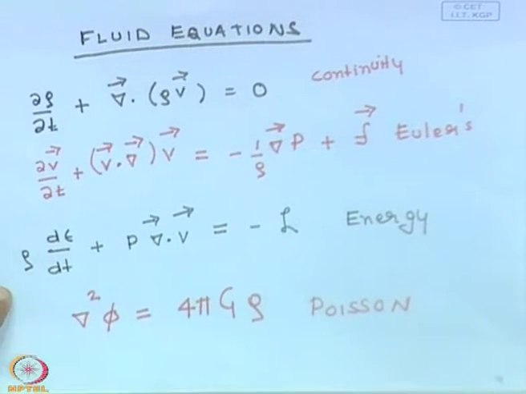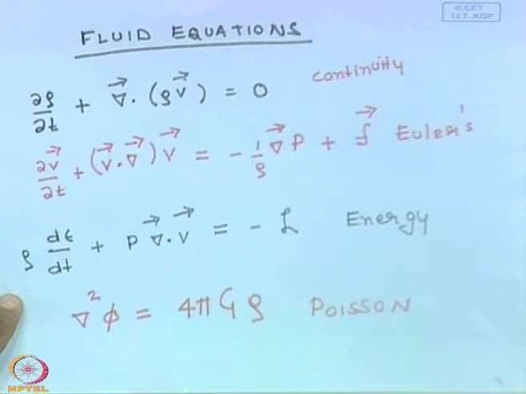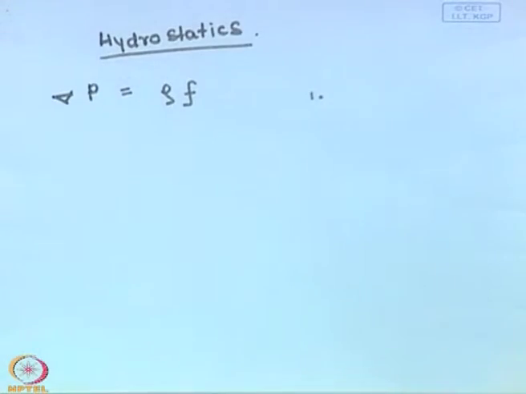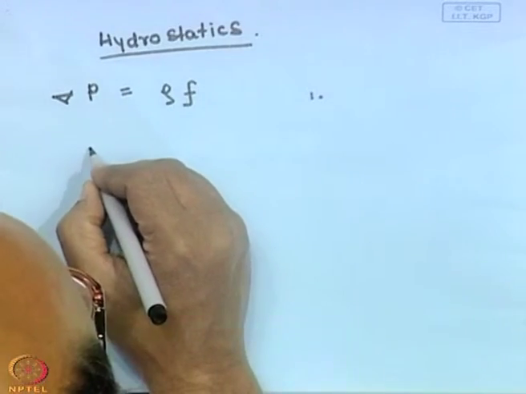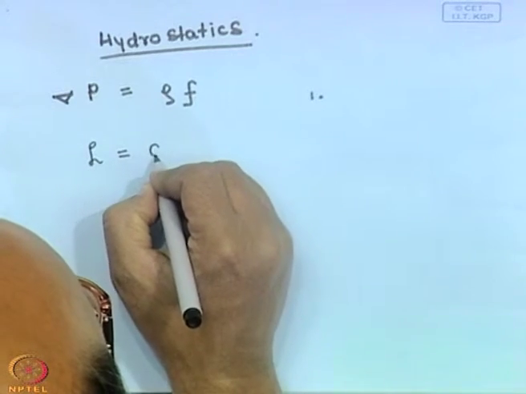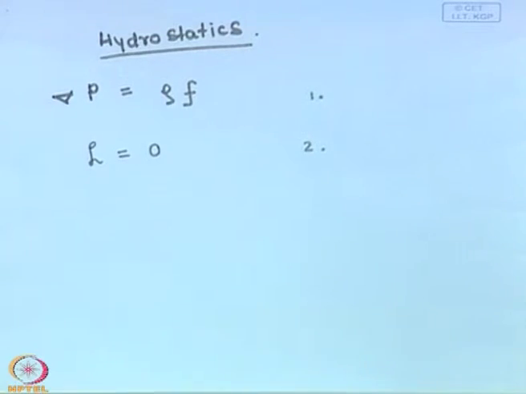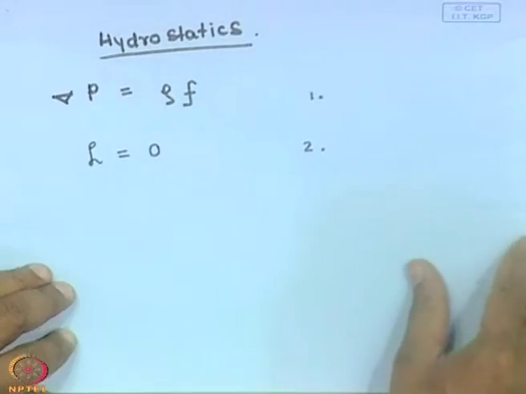And in the energy equation, again the time derivative is 0, the velocities are 0. So, it tells us that the rate at which the heat is lost has to be 0. So, in hydrostatics, we have two very simple equations which have to be satisfied. Let us consider a few examples now of hydrostatic equilibrium, where we have a fluid which is in hydrostatic equilibrium.